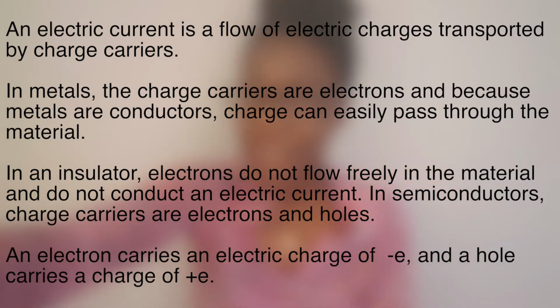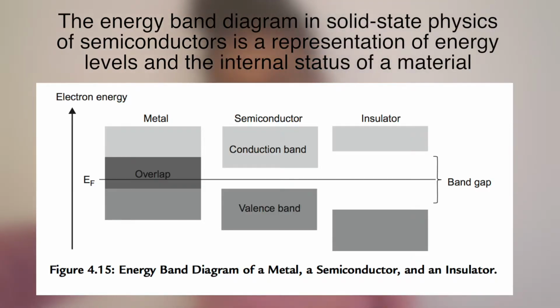One thing you may have noticed that I mentioned are electrons and holes that make up these charge carriers. These electrons and holes have an energy, and the energy band diagram represents the different energy levels and the internal statuses of these electrons and holes.